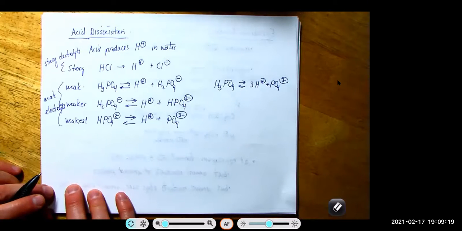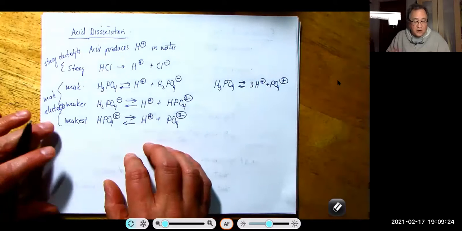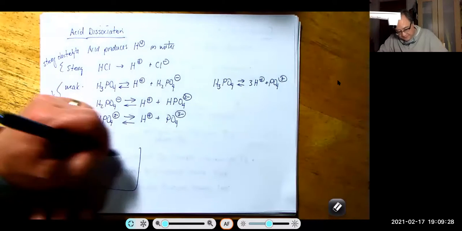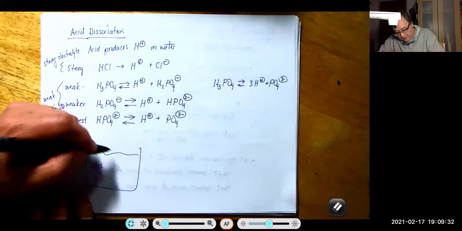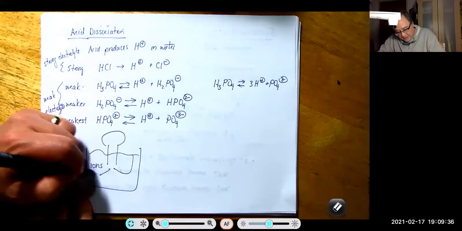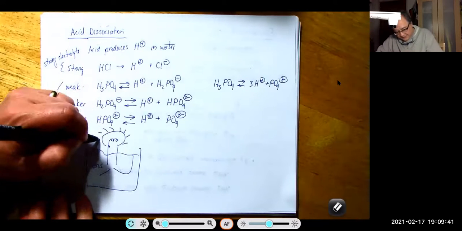Okay. And there's a way to experimentally test if something's a strong electrolyte or a weak electrolyte. You make a solution of it. And if there's a whole lot of ions in there, and you put a light bulb in here and electricity to it, the light bulb will light up really bright if you have a lot of ions.